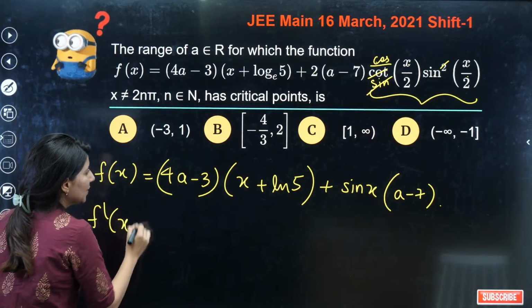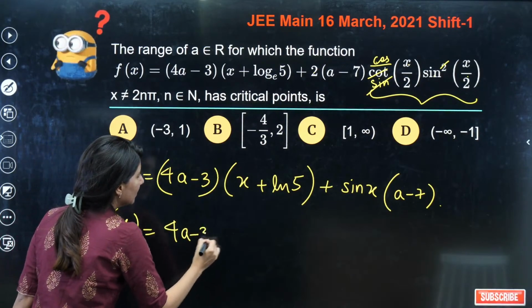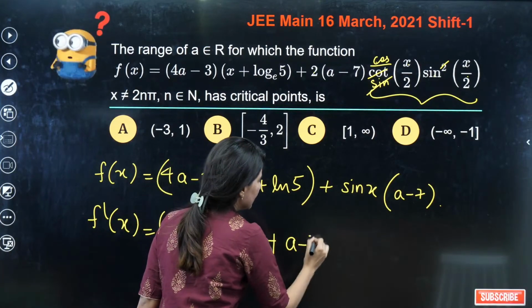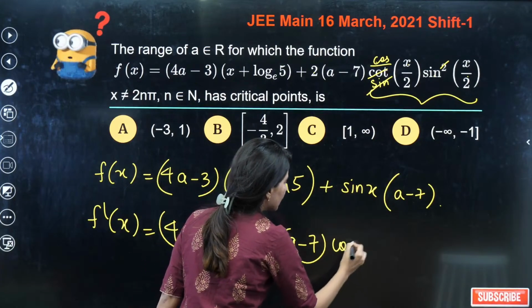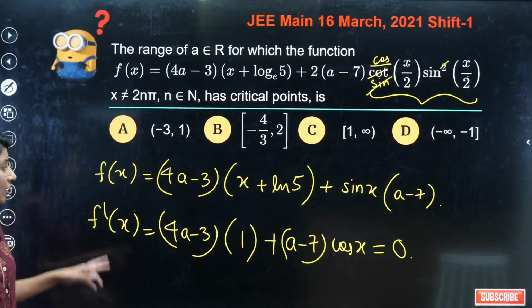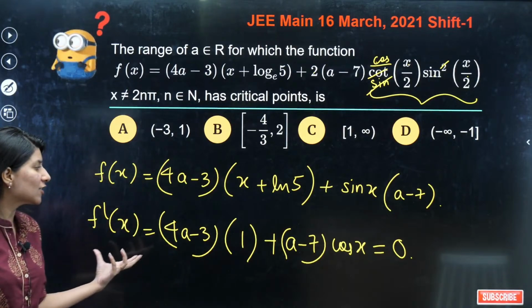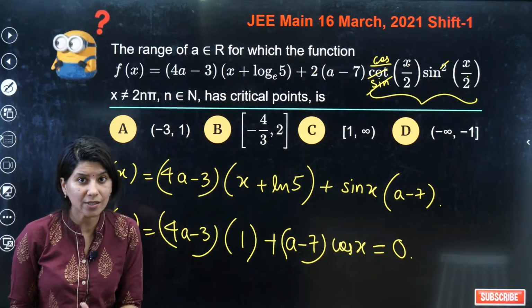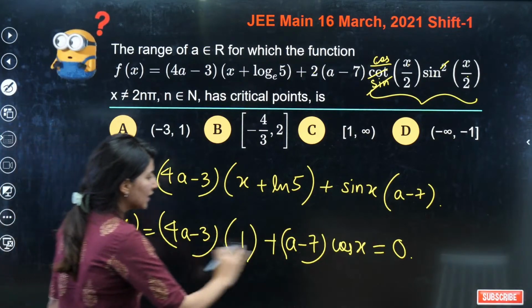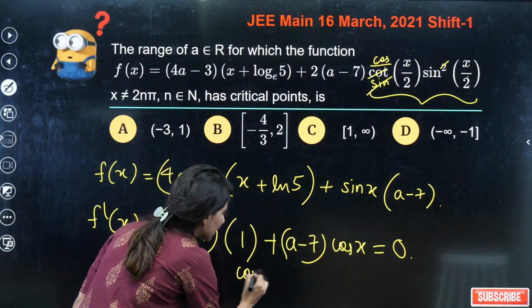So f dash x will become, this is your constant by the way. This is your 1 and this is your a minus 7. Sin x will become cos x. This is your f dash x and this should be equal to 0. For my f x to have critical points, my f dash x becomes 0, right? So now we can calculate the value of cos x.